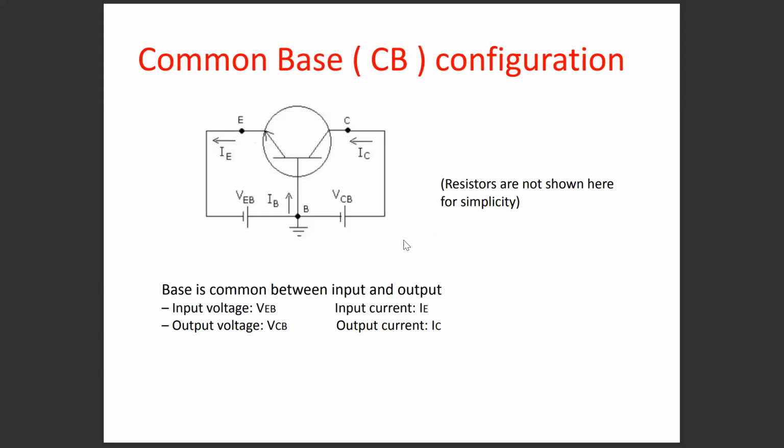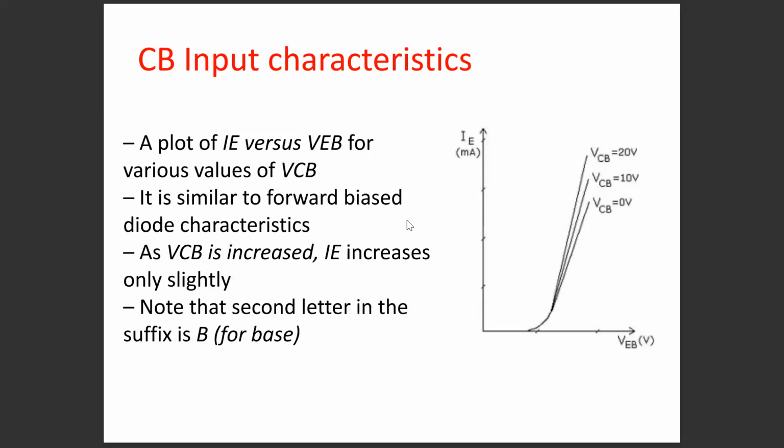So consider common base configuration. In common base configuration, base terminal is common for input as well as the output. Here, the base-emitter voltage is the input voltage and emitter current is the input current. Collector-base voltage is the output voltage and collector current is the output current. From this configuration, we measure the input characteristics and output characteristics. For input characteristics, the graph is plotted between the input current, that is IE, versus the input voltage, that is VEB, by keeping the output voltage at different constants like 0, 10 volt and 20 volt.